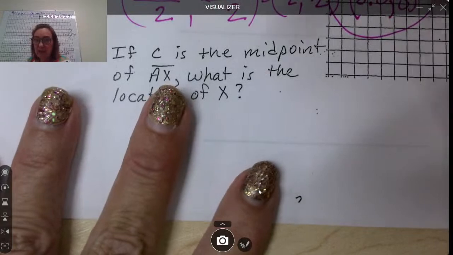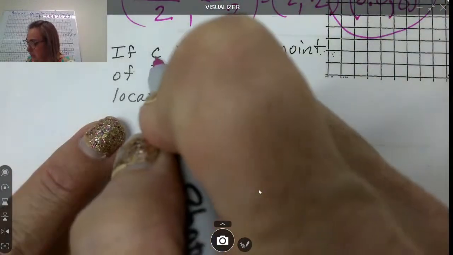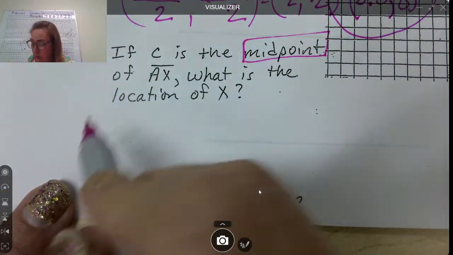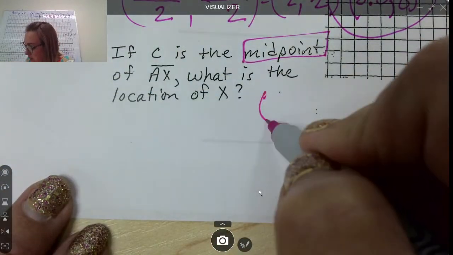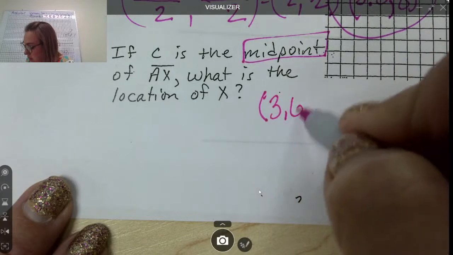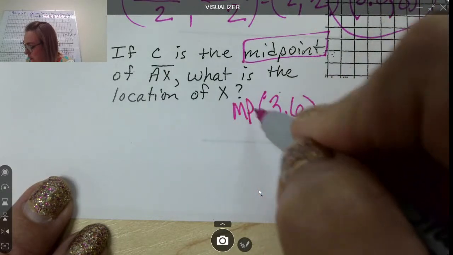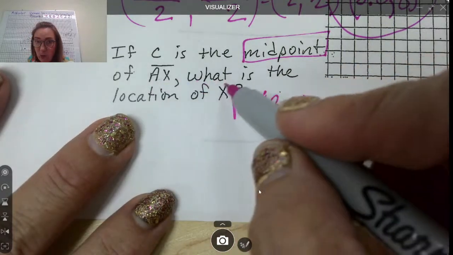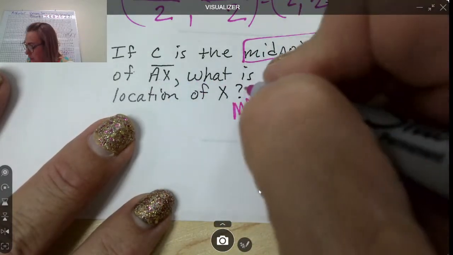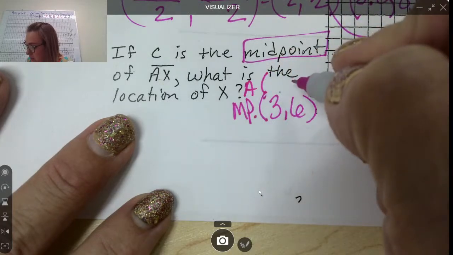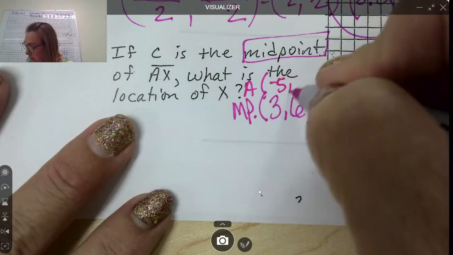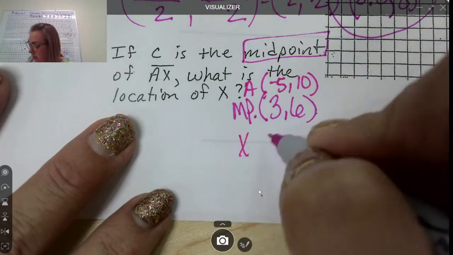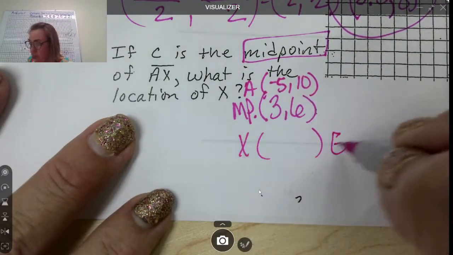So number 17 says if C is the midpoint of AX, what is the location of X? So we're talking about C being the midpoint. And remember, C's address was 3, -6. Now we already know A. A is, I have to look back, -5, 10, right? And we want to know what is X so that it's the other endpoint.